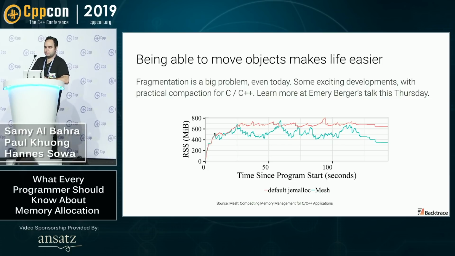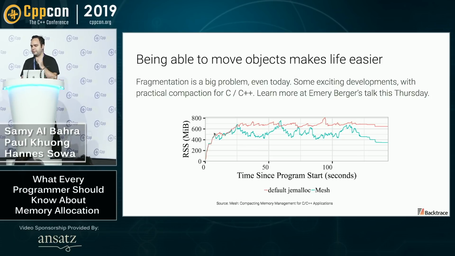Now, a lot of these issues around fragmentation are made easier if you could actually move objects around. The biggest challenge in C++ is these addresses have to be stable. People will play things like pointer encoding tricks, et cetera, et cetera. Up until recently, people thought this was impractical. If you look at the literature, everybody's like, oh, compaction would be great, but it's not an option. Well, it is an option, and it is practical. If you're interested, Emery Berger, who's prolific in the area of memory allocator research, is giving a talk at CppCon this Thursday, and you can learn more.